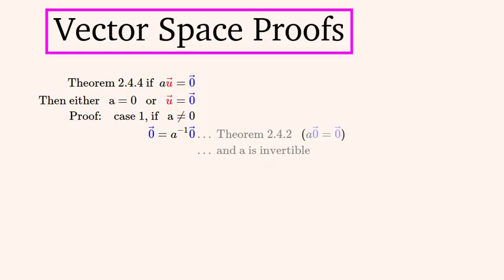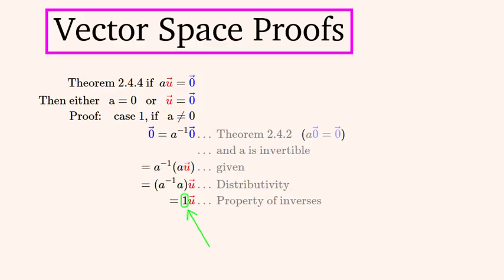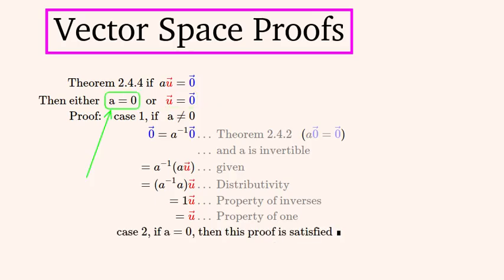We can use the fact that a has an inverse because it isn't 0. We can expand the 0 vector out like this because it's given in the statement of the theorem. Then we can gather the scalars together into the same bracket. And two scalars multiplied together give the number 1, when one is the inverse of the other. And we can use the property of 1 to eliminate the 1, so we're left with this theorem being proven for the first case. And then we can do the next case when a is equal to 0.